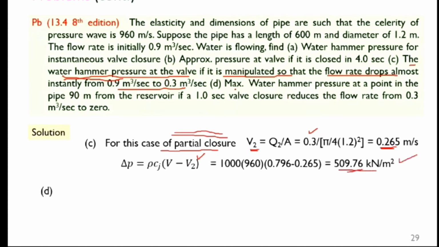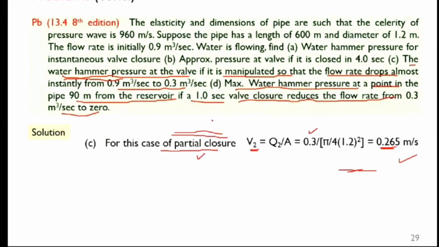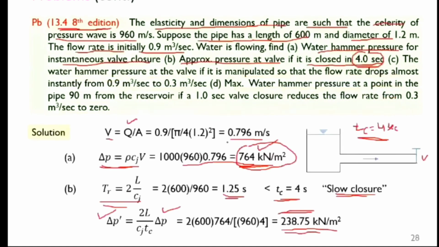And for D, the maximum water hammer pressure at a point in the pipe 90 m from the reservoir, if a 1 second valve closure reduces the flow rate from 0.3 to 0. So now you close the valve in 1 second. What is the time of the return trip? It is 1.25, and now you close the valve in 1 second. So what is that? Rapid closure.